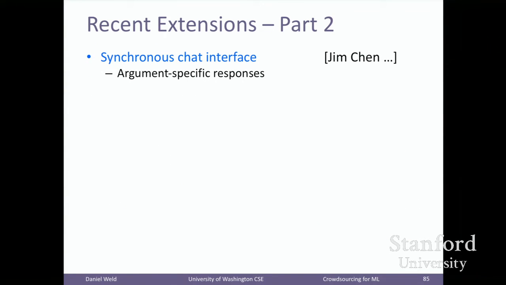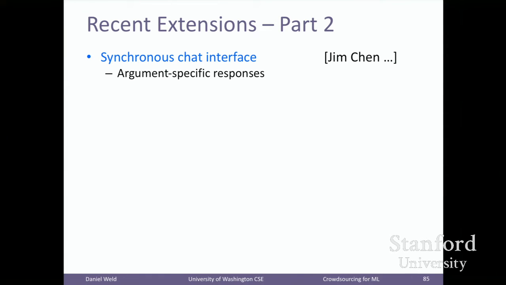The other thing is, in the original system, when I come up with an argument, I write my justification, the counter argument I see is just randomly selected, or maybe it's a good justification, but it has nothing to do with what I actually wrote as my argument.